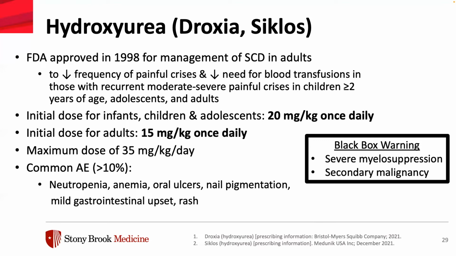It also can be used off label in children, usually at least 6 to 9 months of age. So the initial dose for infants, children, and adolescents would be 20 milligrams per kilogram once daily. And the initial dose for adults is 15 milligrams per kilogram once daily with a max dose of 35 milligrams per kilogram per day.